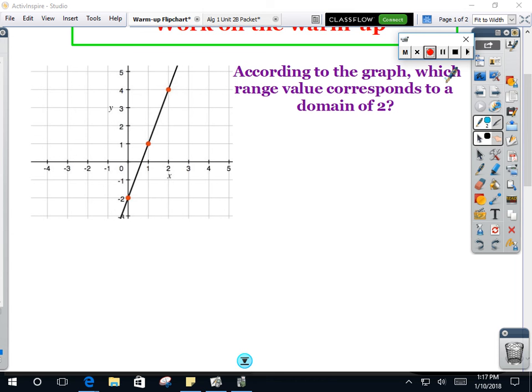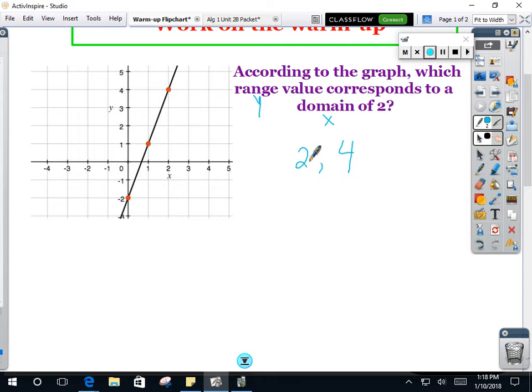According to the graph, which range value corresponds to a domain of 2? Anybody know the answer? 4 is correct. Let's talk about why. Which range, which would be a y value, corresponds to a domain, which would be an x value. So they're asking which y value corresponds to an x value of 2.